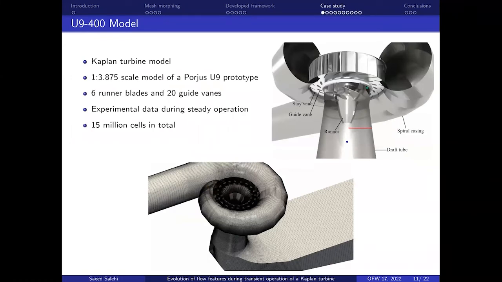So we tested this on a full Kaplan turbine. By full, I mean the full geometry, but this is still a model turbine. It's not full scale. It's a model turbine with 6 runner blades and 20 guide vanes, and the experimental data are available only during steady operation, but we are looking at the transient operation. The full model contains 15 million cells.